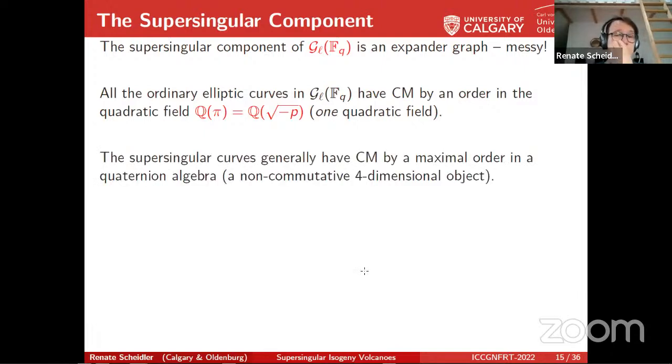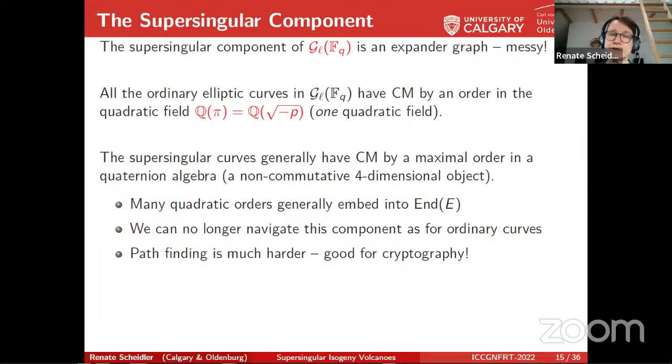For the supersingular curves, this is no longer true because the endomorphism ring is this four-dimensional object. And so if you want to identify a quadratic field, well, there's of course many, many quadratic fields that sit in this four-dimensional object. And so we can no longer use this nice quadratic endomorphism structure to navigate. So this is the reason why pathfinding is so much harder in the supersingular case, because you don't have this organized structure. Okay, now how do we fix this? Well, that's where the orientations come in. So orientations to the rescue.